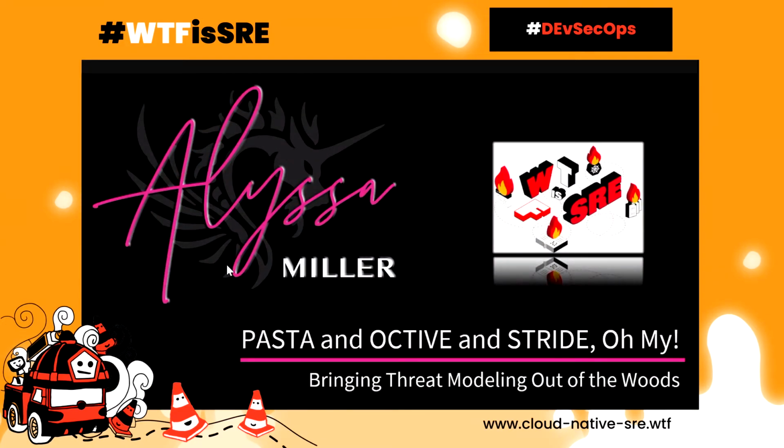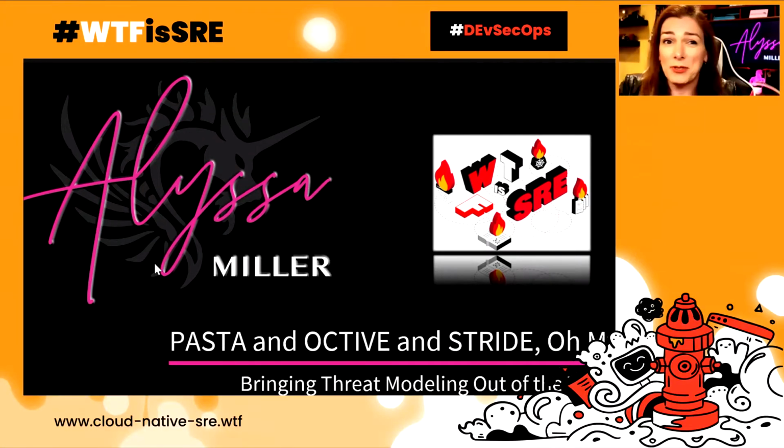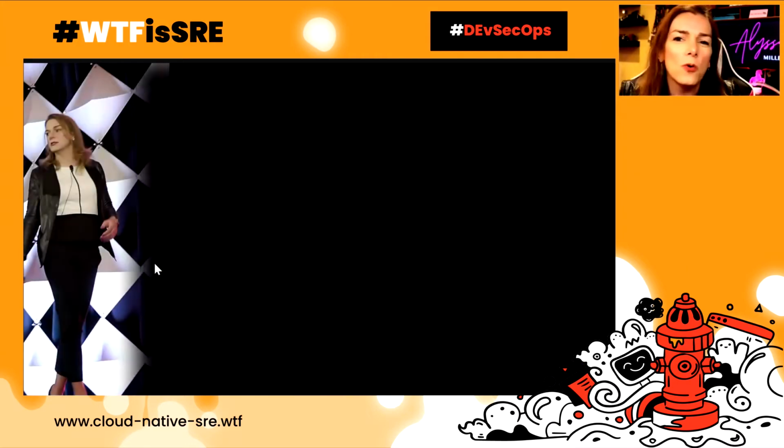And hey, everybody, how are you? So yeah, we're not talking lions and tigers and bears. We're talking PASTA, OCTAVE, and STRIDE, and probably a few other things that you've heard about threat modeling that oftentimes make people cringe. So I'm going to try to bring us out of that cringeworthy woods and let's talk about how threat modeling really helps make our lives better. Makes things easier for us. How can it be an effective tool for us?